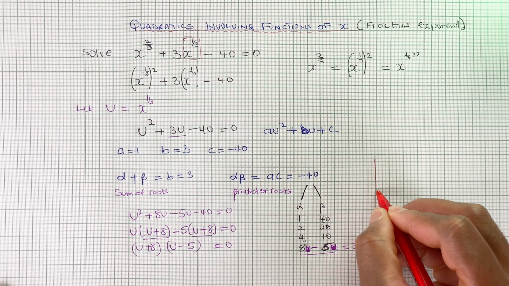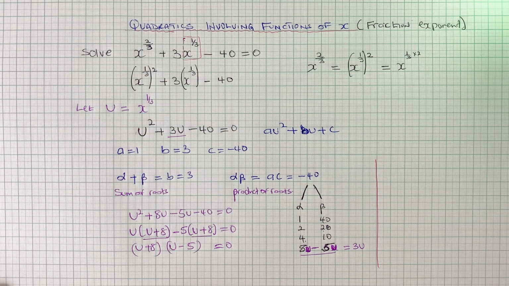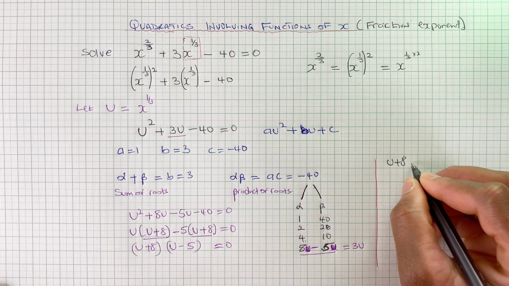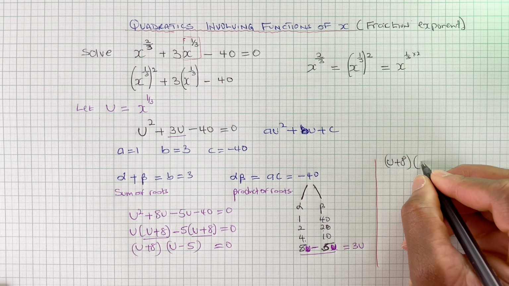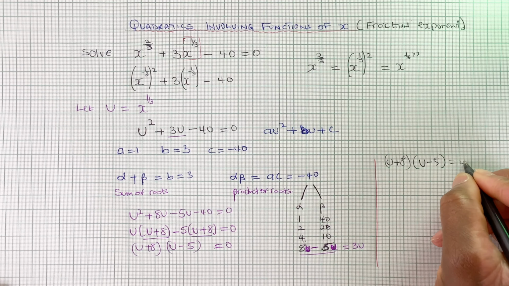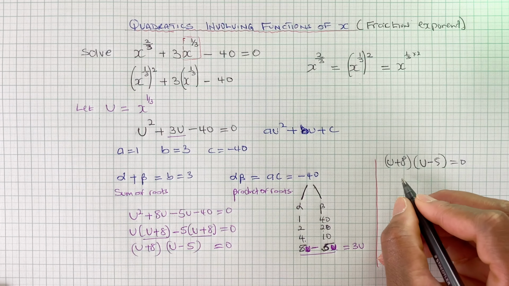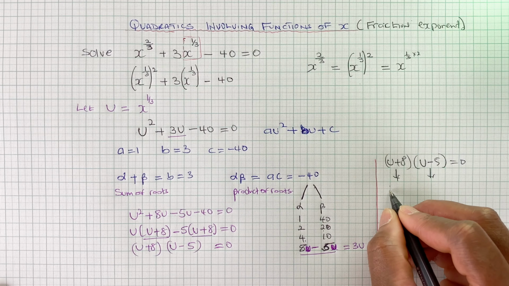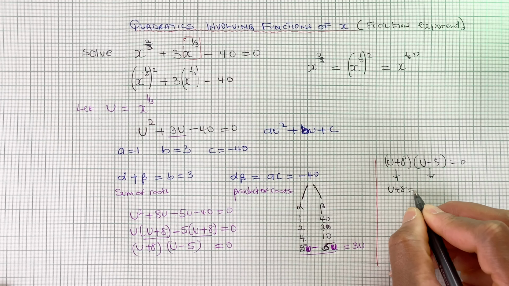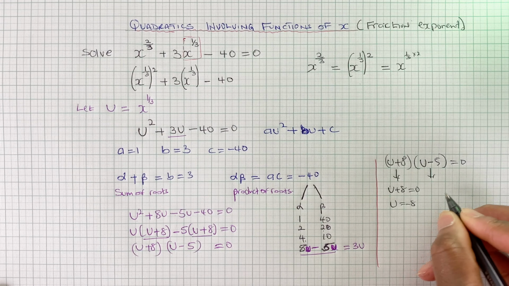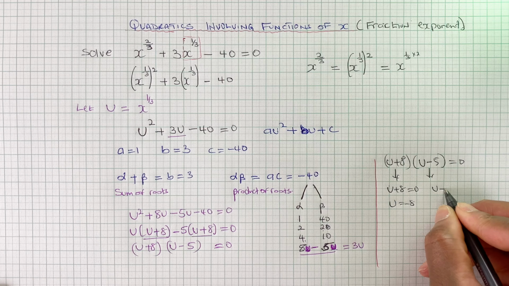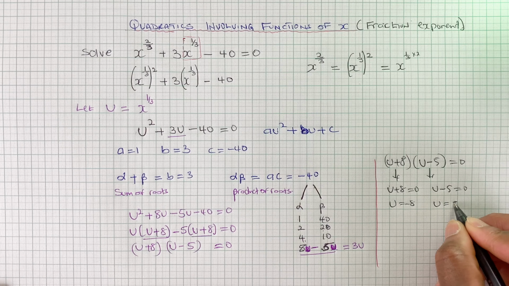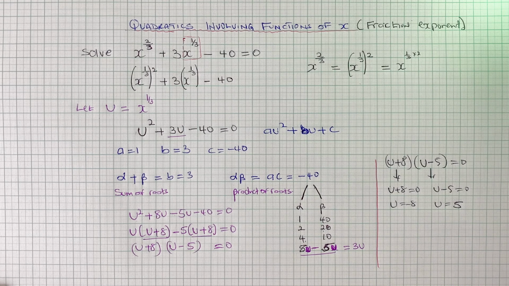So I have the solution to that. So let me just come here and draw this line. The solution to that is u plus 8, those are the two factors, and u minus 5 equals 0. Now, I have to set that to 0. I have to set that to 0. So that would be u plus 8 equals 0, u equals minus 8, and u minus 5 equals 0, u equals 5.